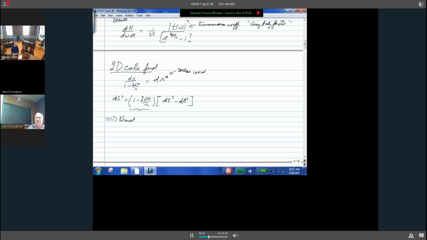The nice thing about this is that the ds squared now in 2D is conformal at this stage. It's (1 minus 2GM over r) times (dt squared minus dr star squared). Which seems fine, except that this factor still causes us some troubles out in front, and so the standard thing is to take one more step, to go to Kruskal coordinates.